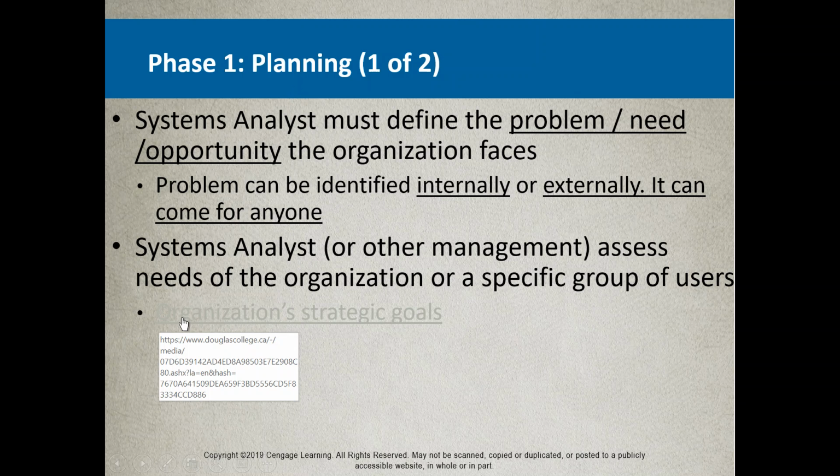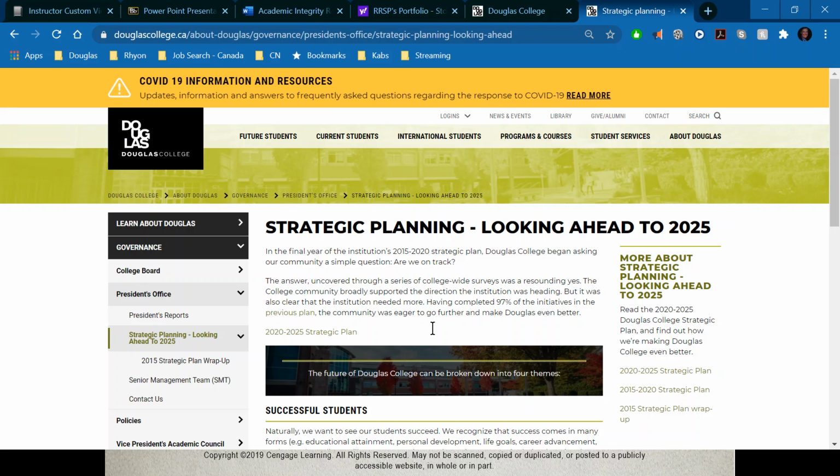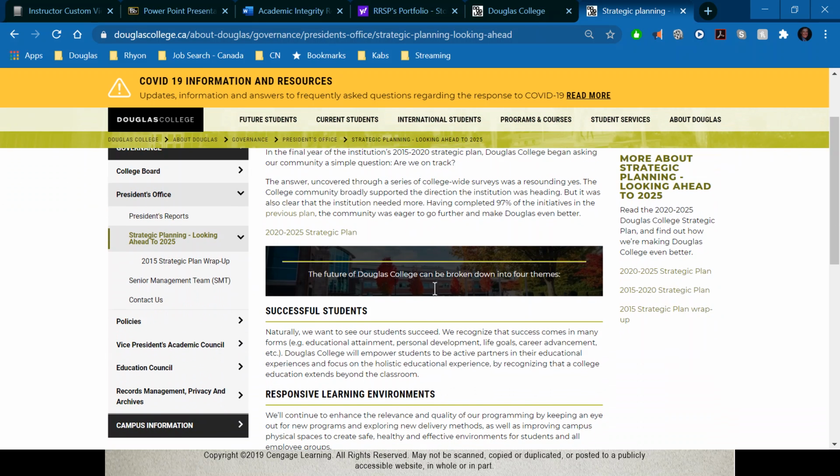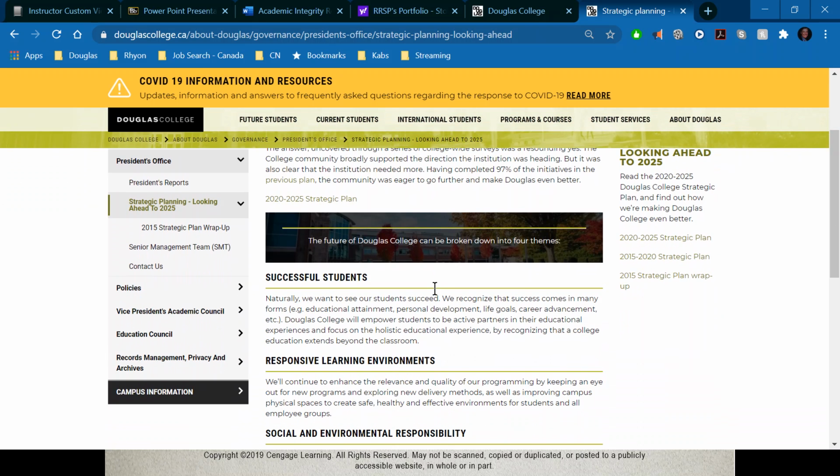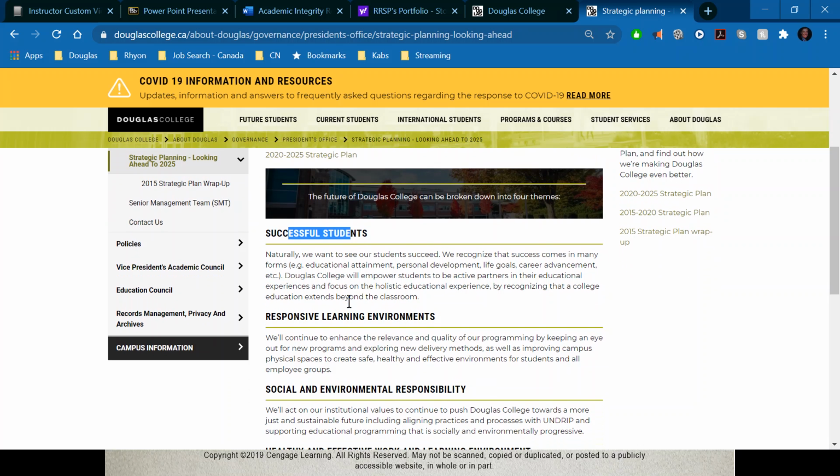You do need to look at the institutional strategic plan. So let me give you a tip about that. Here's Douglas College's strategic plan. Now, in our strategic plan, they're talking about successful students. This is what they would like to work towards. This is the bigger, broader picture.